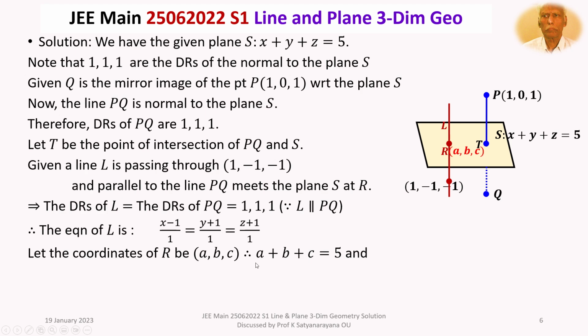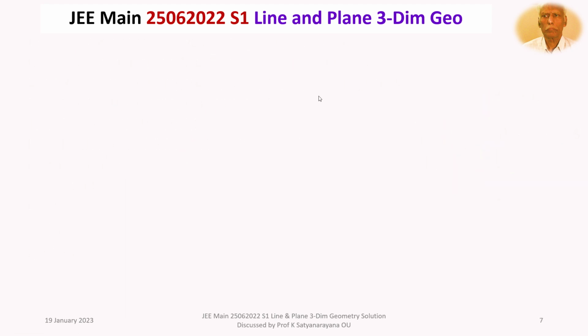So that will be A plus B plus C is equal to 5. And further, R lies on the line L. The coordinates A, B, C also satisfy the equation of the line L. So in this line L, put x is equal to A, y is equal to B, z is equal to C. It satisfies. Therefore, (A minus 1) by 1 is equal to (B plus 1) by 1 is equal to (C plus 1) by 1. We continue in the next slide.